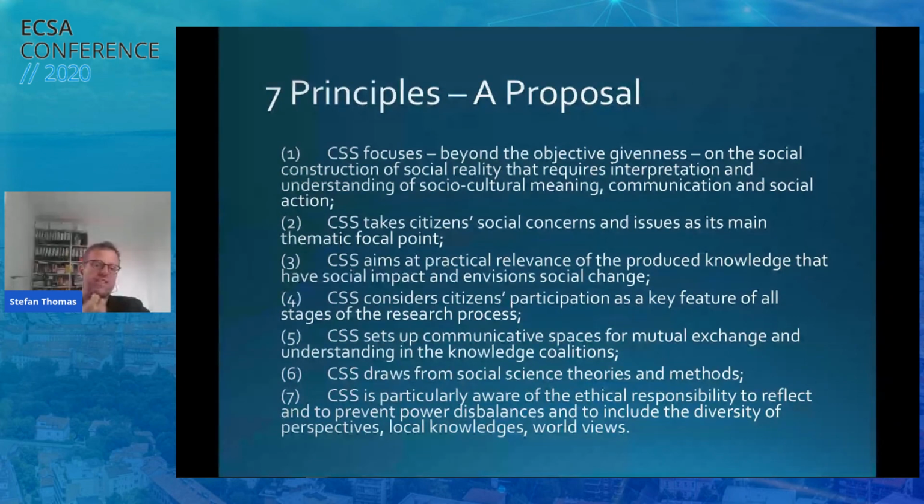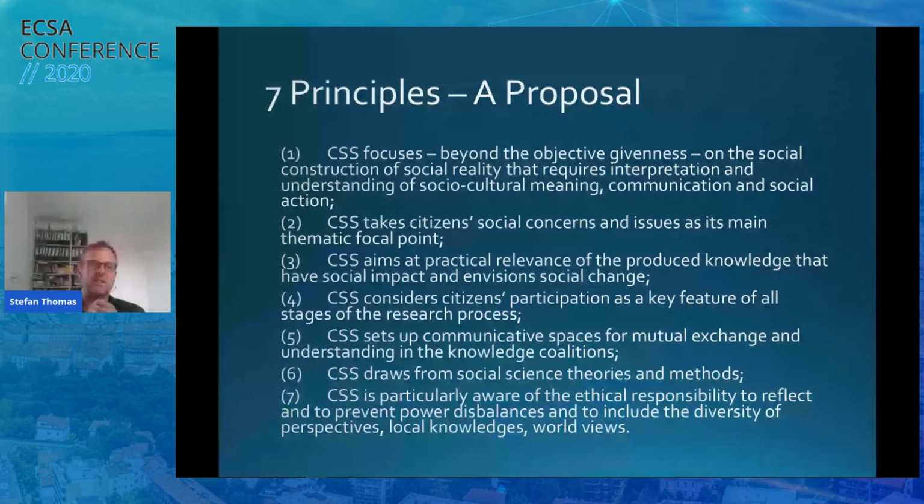The fifth point is that citizen social science sets up communicative spaces for mutual exchange and understanding in the knowledge coalition. The reason is that participation is realized by discussing the meaning, sense, and relevance of the research topics together with the citizens. So we need communication, we need communicative practices, to get these first order interpretations.